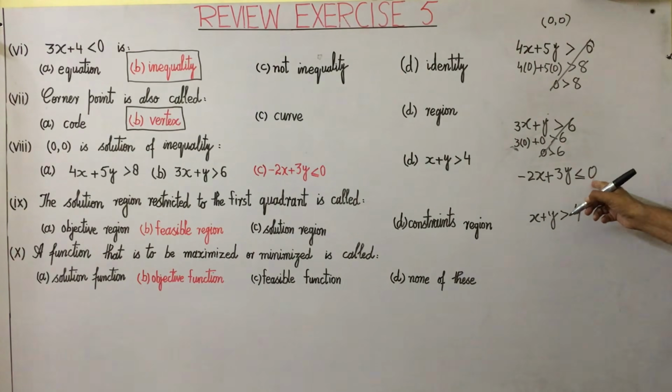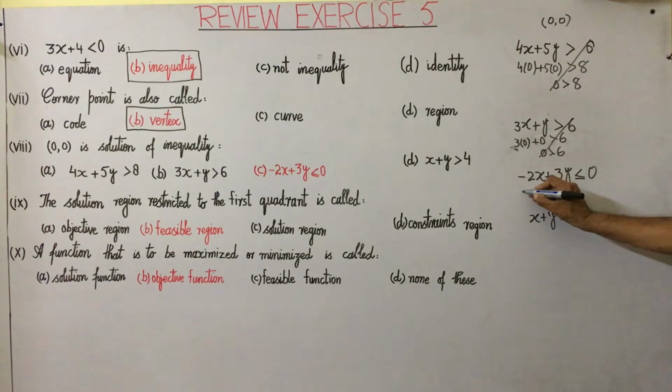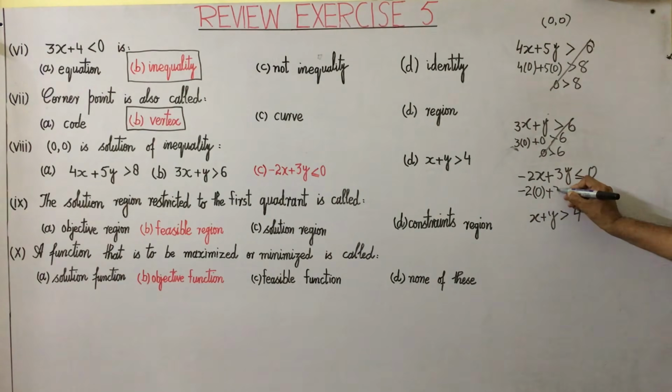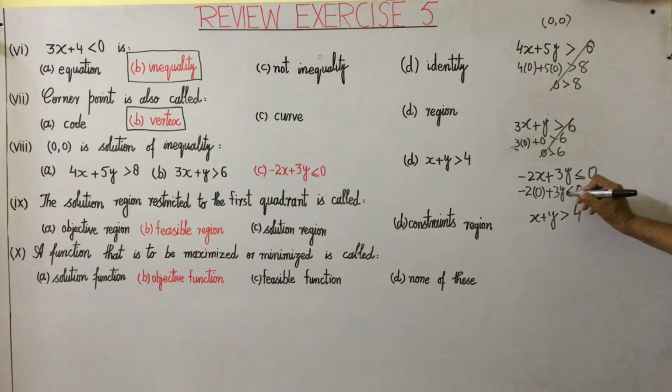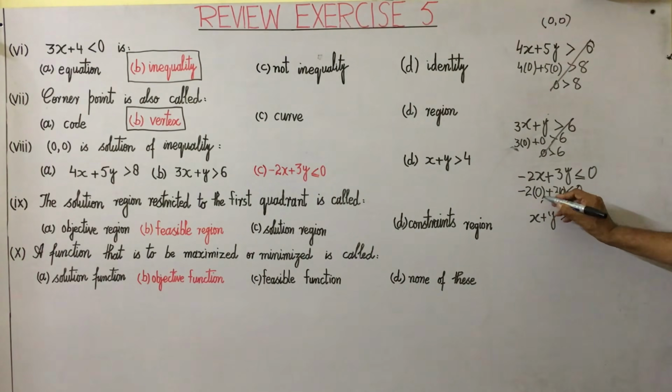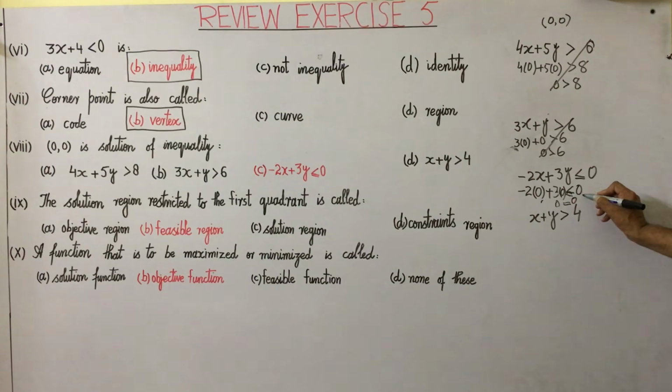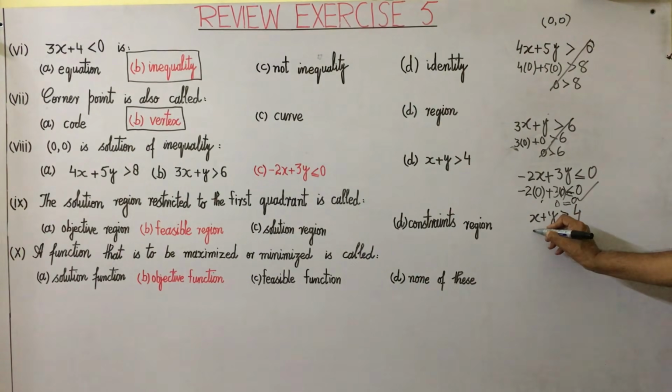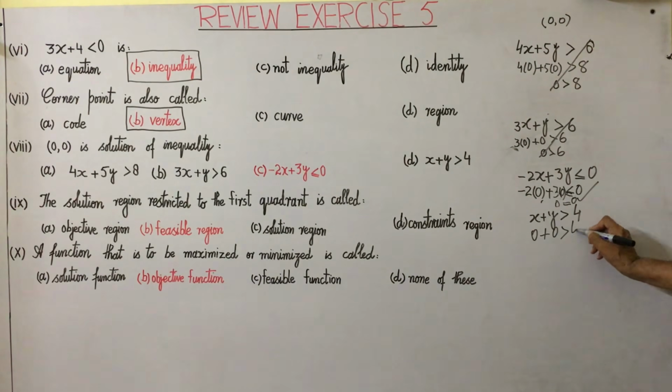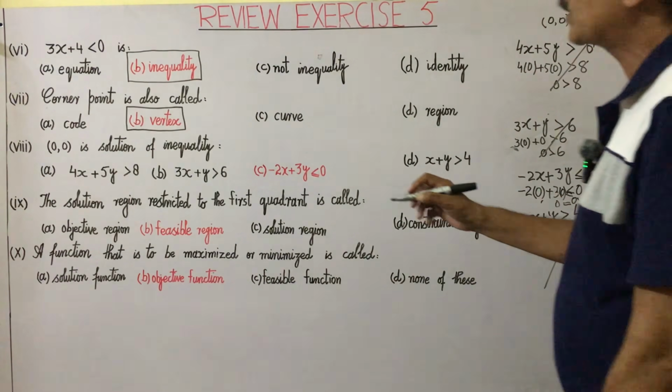Minus 2x plus 3y is less than or equal to 0. Let us see. 2 zeros are 0. Putting the value of y also equal to 0, 0 plus 0 is 0, is equal to 0. Yes, this is correct. 0 plus 0 is greater than 4. 0 is greater than 4. This is also wrong. So C is the correct option.